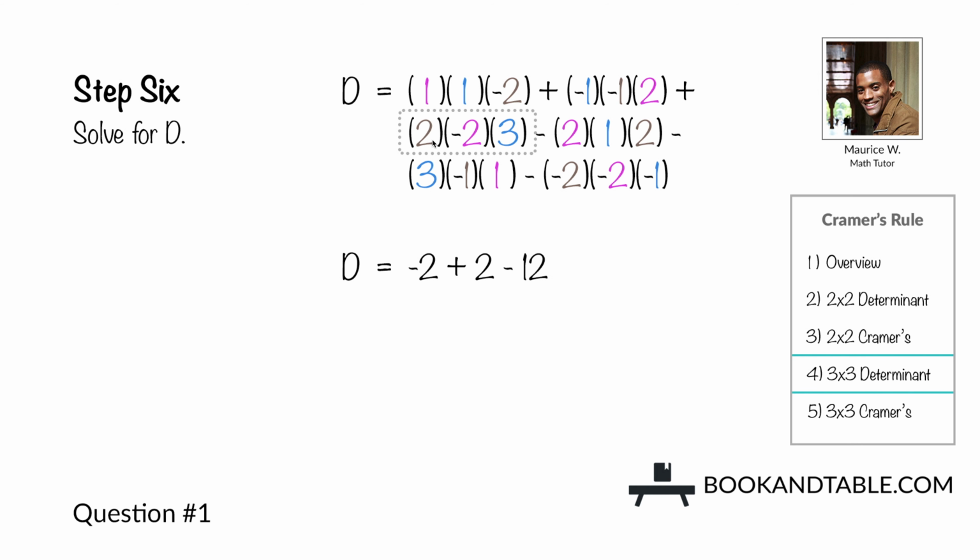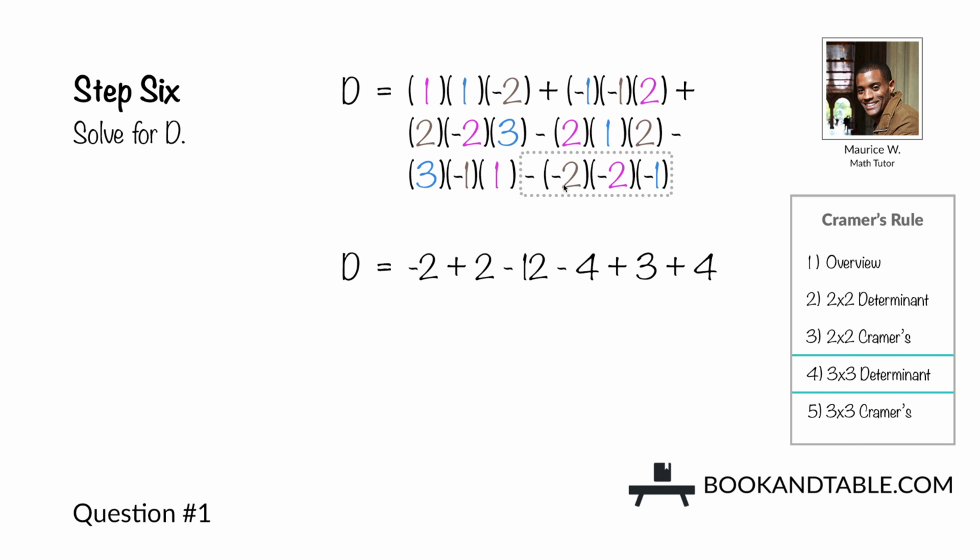Plus 2 times negative 2, which is negative 4. Negative 4 times 3 is negative 12. Minus 2 times 1, which would be negative 2 times 1, which is negative 2. Negative 2 times 2 is negative 4. Minus 3, which would be negative 3, times negative 1, which is positive 3. And positive 3 times positive 1 is positive 3.